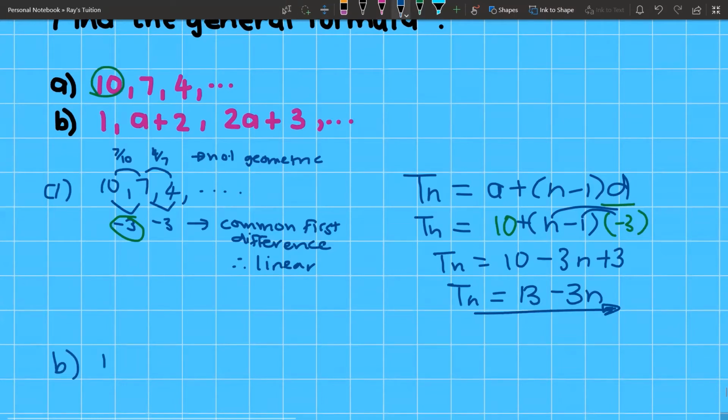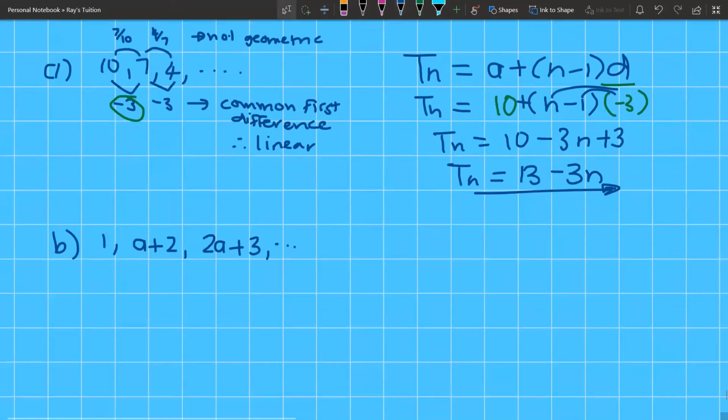Let us have a look at number B. So number B, we have a plus 2, we have 2a plus 3. Now, when these kinds of terms come up, it gets a bit scary because it has some letters in it, but we deal with it the exact same way.